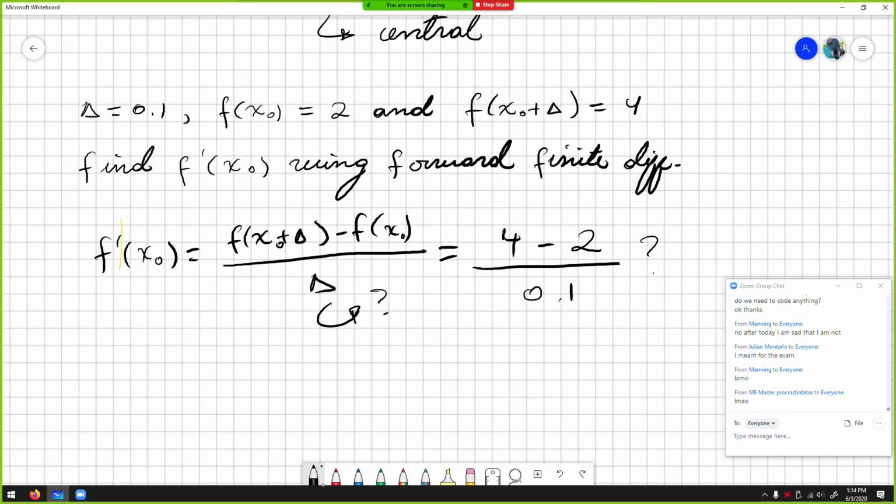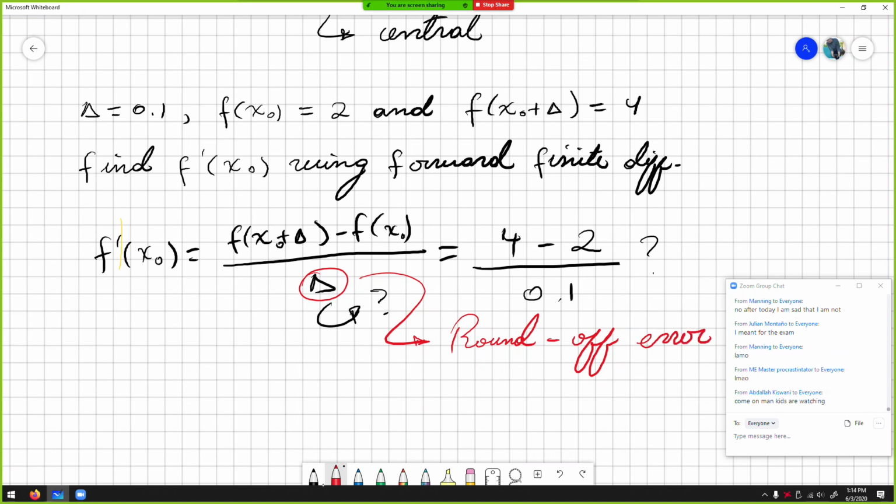But for forward finite difference, for any form of finite difference, one thing they can ask you on the exam is: what happens if I reduce delta? What you need to know is that if you reduce the value of delta, you are incurring a form of error, which is round-off error. The smaller delta gets, the more we increase the round-off errors, which is exactly what you saw when you were working on the first assignment.